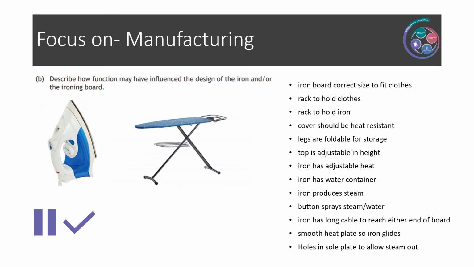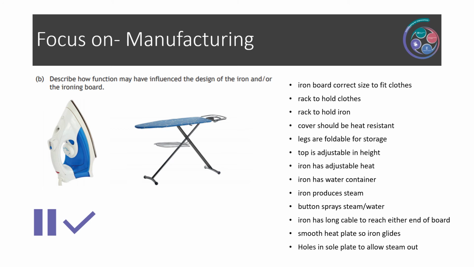Let's look at the marking instructions for 5B now. You need to have made 2 of the following points. The ironing board needs to be correct size to fit clothes. The rack underneath has to hold clothes. The rack to the side needs to hold an iron. The cover needs to be heat resistant. The legs are foldable for storage. The top is adjustable in height.